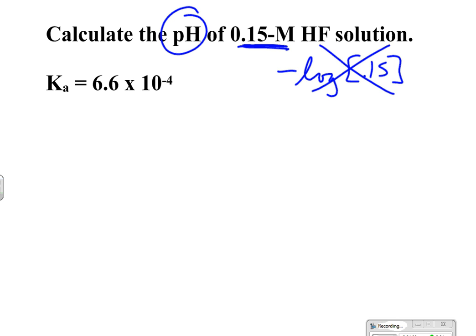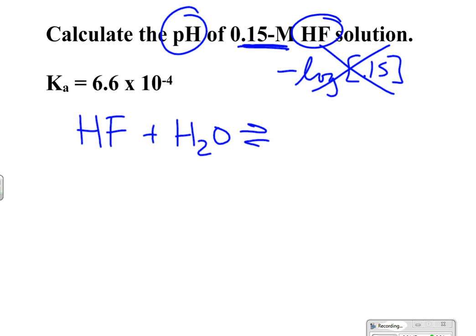So I write out HF. HF is going to react with water, H2O, because all these things are basically going to be dropped into water. A Bronsted-Lowry acid gives an H, so it's going to deliver an H over here and give me H3O plus and F minus. That's my equation for the top of the ICE table.